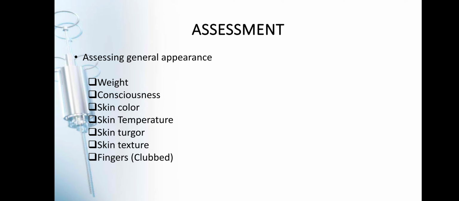Okay, so what are the things that we need to assess for our patient sa ating cardiovascular system? The first is we assess for the general appearance ng ating patient. Pag kasi may problem sa ating weight, pwede kasi na kaya ma-increase yung weight or nagkaroon ng changes ang ating patient sa weight kasi baka merong namaga sa parte ng kanyang katawan.